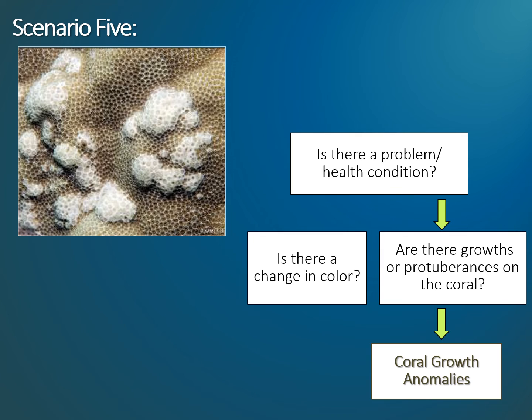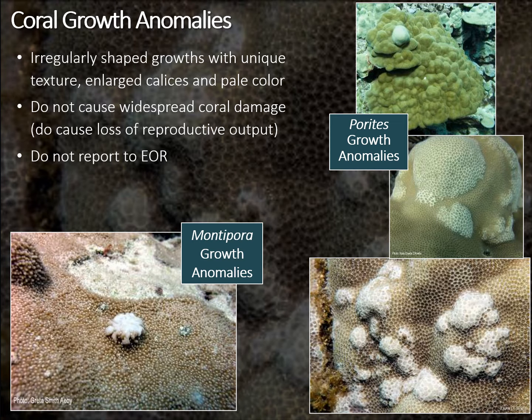If you said coral growth anomalies, you are correct. Coral growth anomalies are irregularly shaped growths with unusual texture, enlarged calyces, and pale coloration. These growths are fairly common in some areas and generally do not cause extensive damage to coral. Therefore, you do not need to report coral growth anomalies unless you find an extremely severe case.